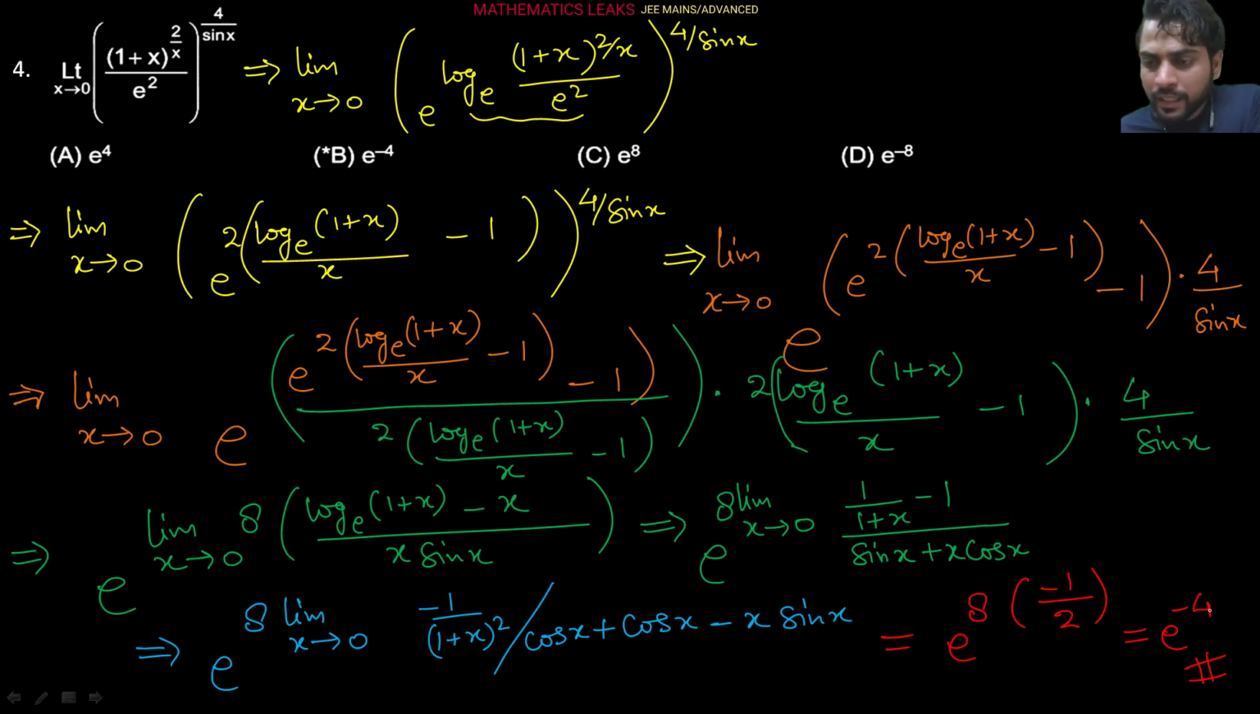So which option is correct here? Let's see. e to the power minus 4. Option B is correct, everybody. Option B is absolutely correct.